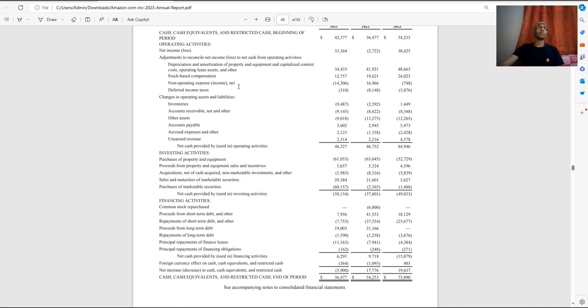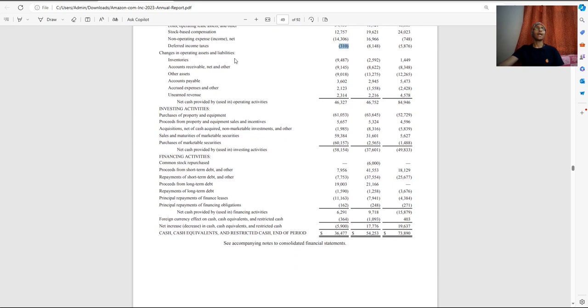Non-operating expense income net. This is subtracted because this is cash outflow. So here what has happened is non-operating expense and income. Here income has happened, therefore it is subtracted. Deferred income taxes. This is subtracted.